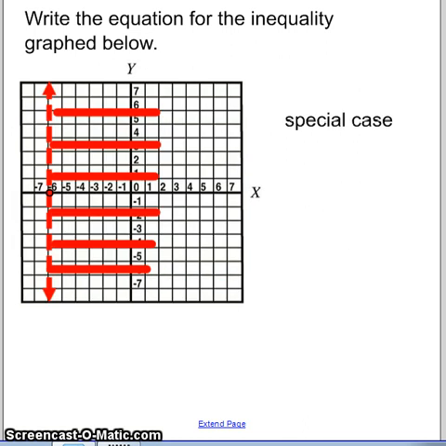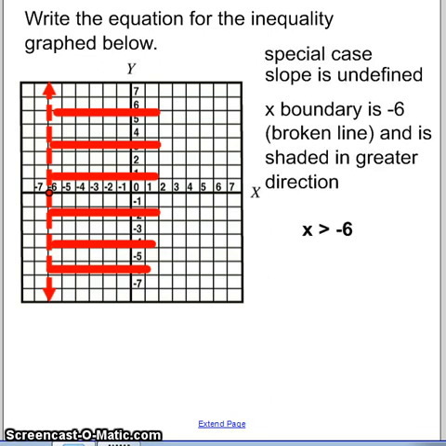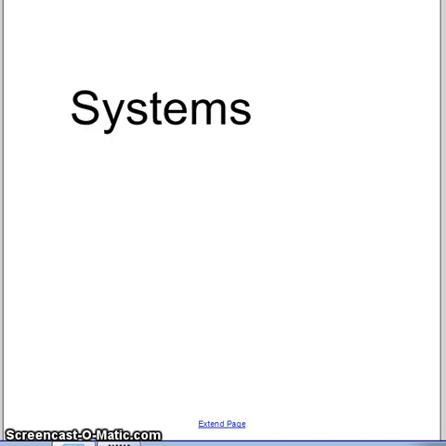Here's that special case again. This is the only one that's going to start with x equals something. In this case, the boundary line is right there at x equals 6, but we're shading to the right, and the x values get bigger as you go to the right. So this one is going to be x is greater than negative 6.